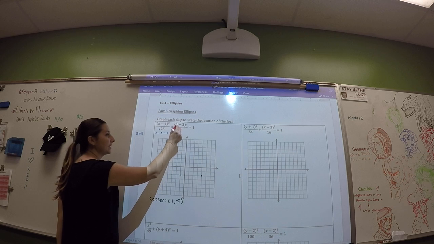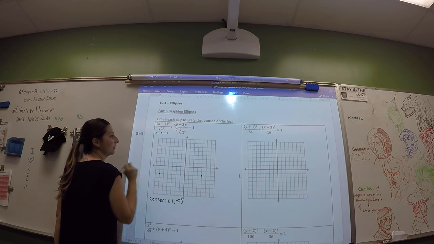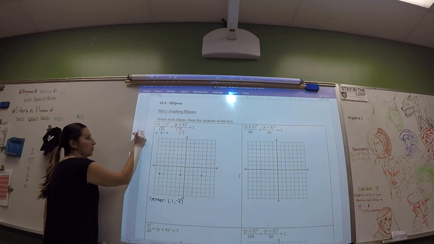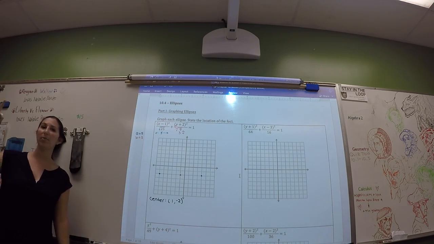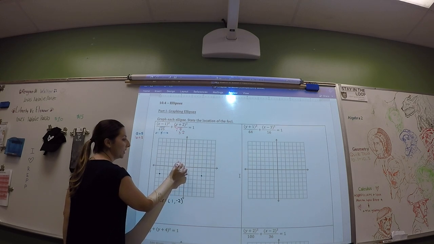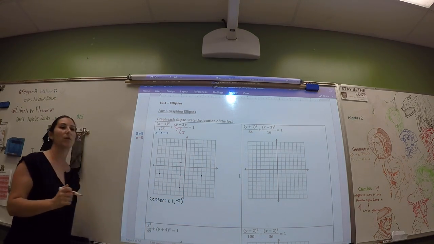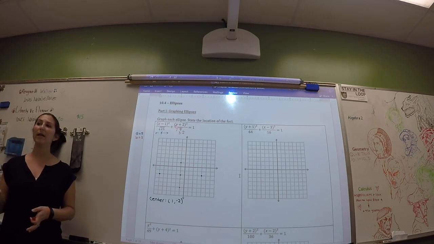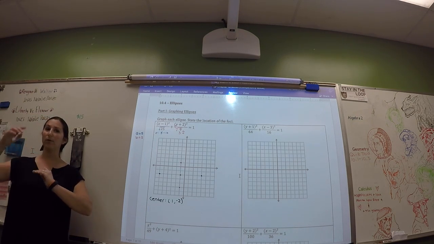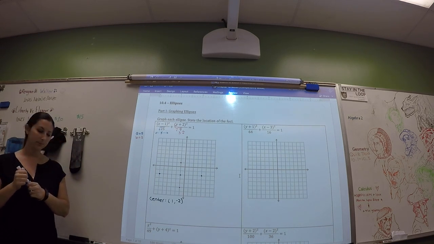And since it's underneath the y, we're going to go up and down 3. So like b would be 3, and we're going to go up 3 and down 3. So we're sort of doing what we did for the circle, but we don't have just one radius, we have 2. Like we have a vertical radius and a horizontal radius.